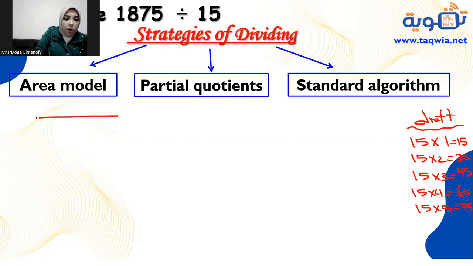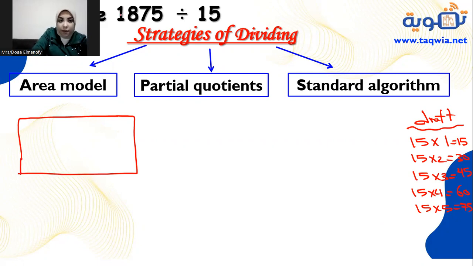So we're gonna make our rectangle like this. And inside the rectangle, you're gonna start with the dividend, with this number. So the first number inside the rectangle is the dividend in our division equation. So we're gonna write 1,875. And here we have the divisor. We're gonna write the divisor here to the left.